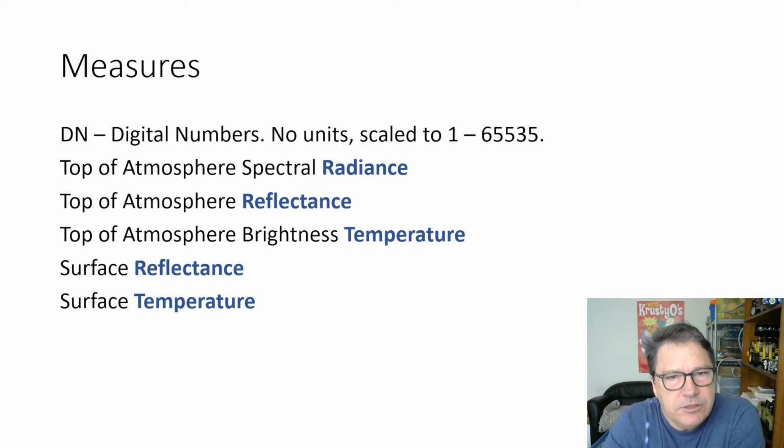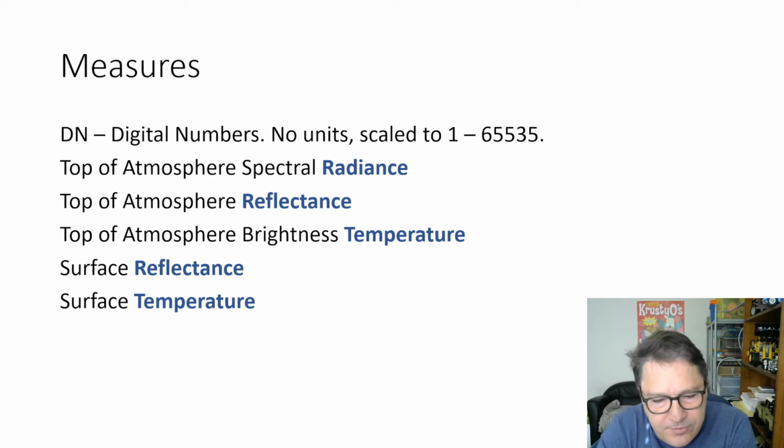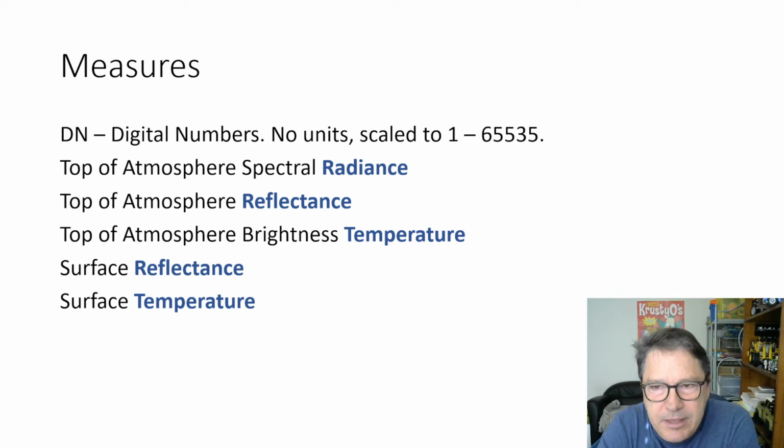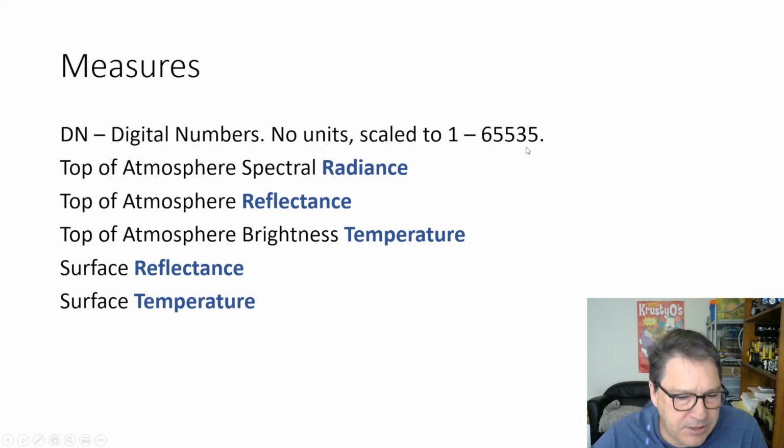Okay, so what kind of stuff gets delivered? What are the units of all these things? If you get level 1 data, you'll get digital numbers. As I mentioned before, they don't have any units. And people say, well, what are the digital numbers? Well, they're just numbers. That's all they are. They're not radiance. They're not reflectance. But through simple transformations, they can be turned into radiance and reflectance. They have no units and are 16-bit numbers, scaled up to 65,535.